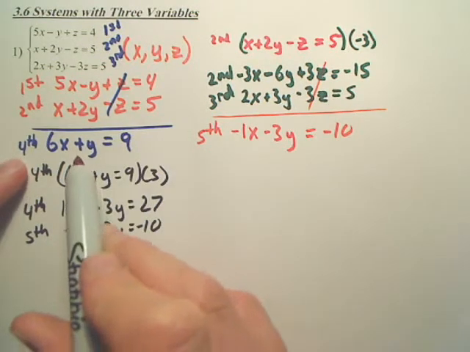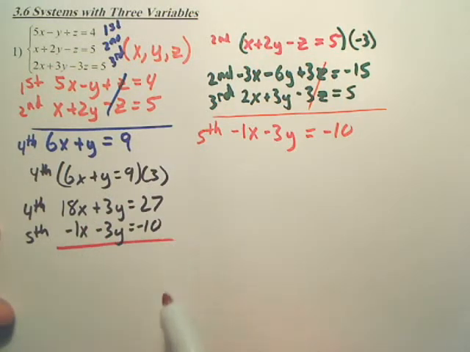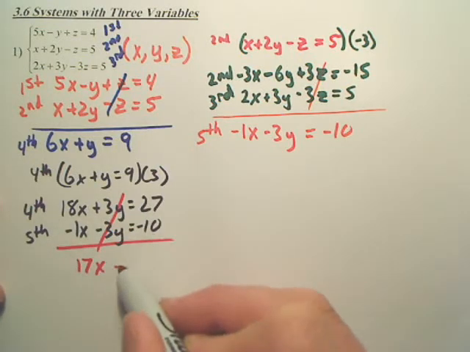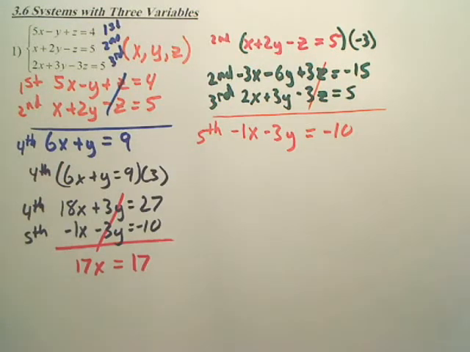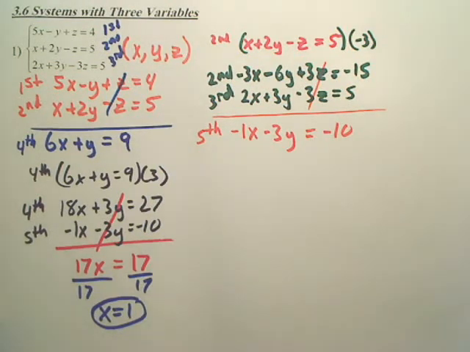So, again, I multiplied my fourth equation by 3 so that I can cancel a variable. I took my fourth and fifth equation, with my fourth equation rewritten. Y disappears. That leaves me 17x, and this leaves me 17. What is x? If you divide by 17, you get x equals 1. So are we close to our answer? We have one piece. How do we find another variable?